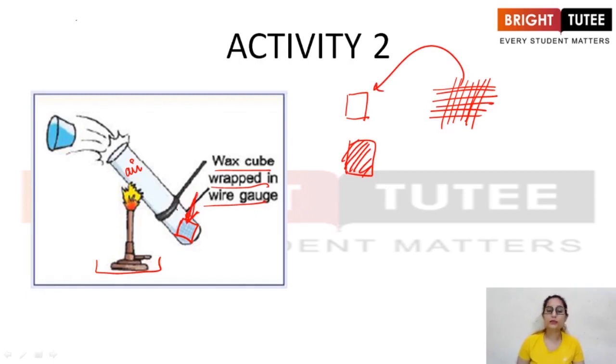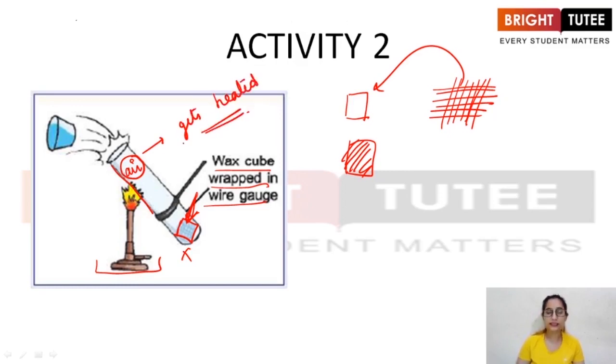test tube, right? So what happens is you start heating it from the top. You are not heating from the bottom. You are only heating the top of the test tube. What happens is, as here only air is present, this air gets heated.